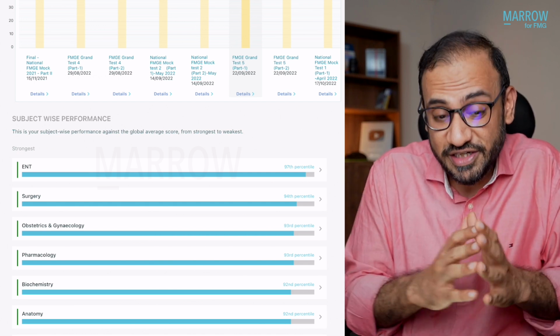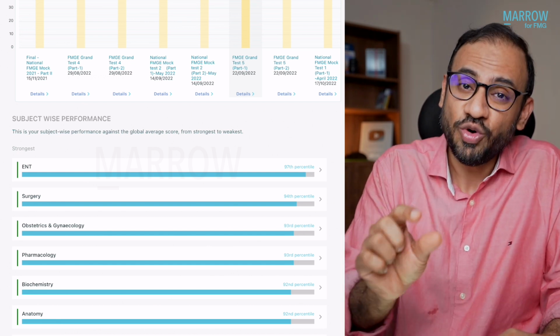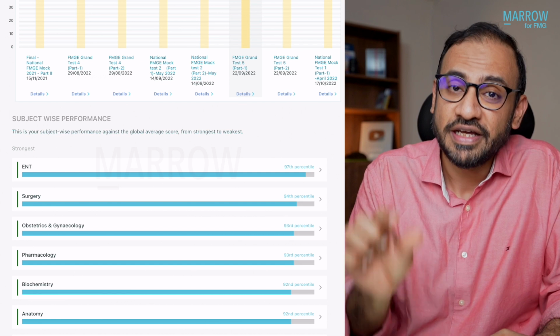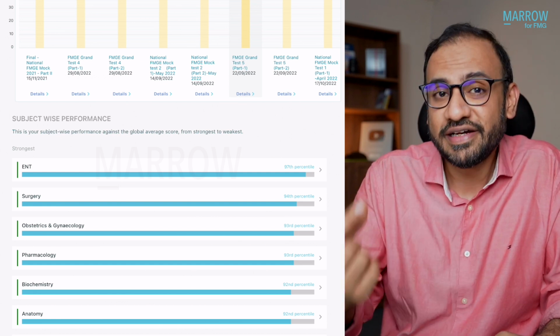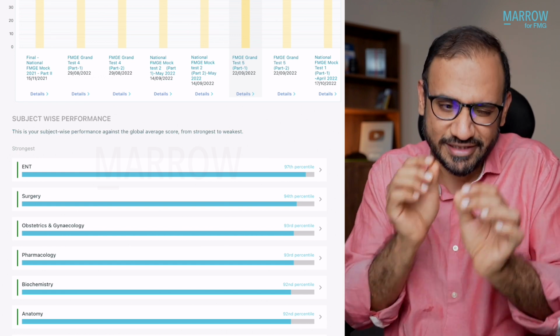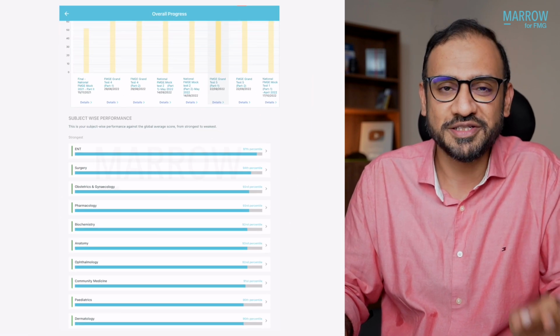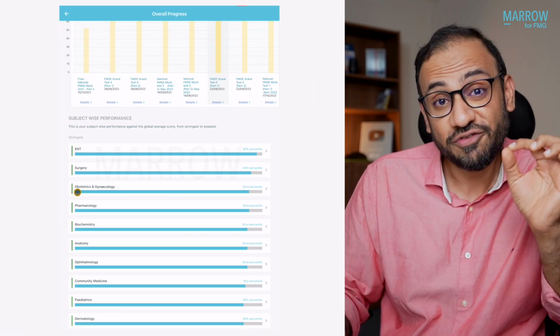Do you understand? So instead of revising obs and gyne completely and wasting your time, you know which area of obs and gyne is weak for you so that you can read it again and again to improve that weak area. So this gives you a targeted, specific, sniper-like focused area to improve. And this is a beautiful tool if you know how to use it.